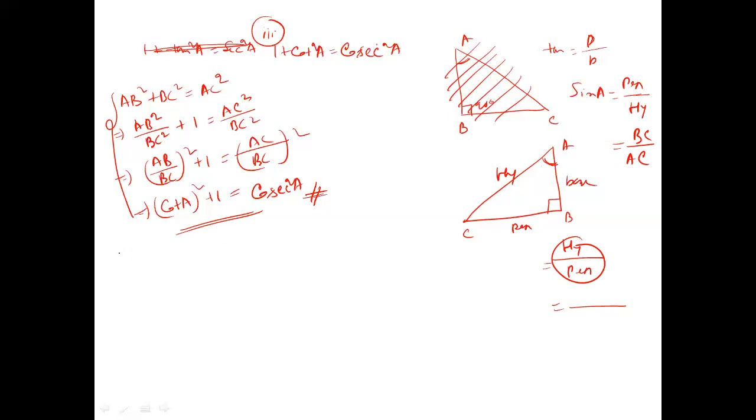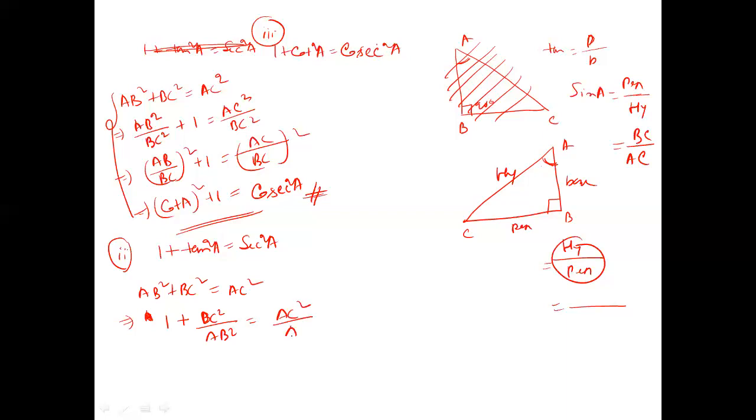Okay. Now we are going to obtain the second trigonometric ratio, and the second trigonometric ratio is 1 plus tan square A equal to sec square A. Yes or no? Now see, for obtaining this, again we have to apply the Pythagoras theorem. That means AB square plus BC square equal to AC square. Now for obtaining the second trigonometric ratio, we have to divide both the left hand side and right hand side by AB square. So divide it. So if you divide, it will be 1 plus BC square by AB square, and it will be AC square by AB square. Yes or no?